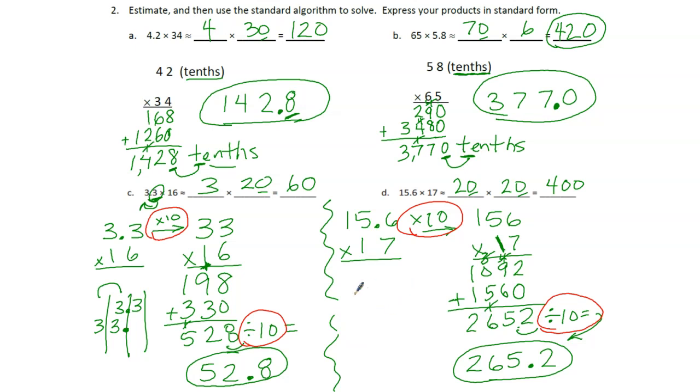So we had 15, let me move that over one place value. We had 15 and 6 tenths, and we multiplied it by 10, everything shifted over one place to the left. That's times 10. So I had 156. And then, when we came back later on, we had 2,652. And when we divide it by 10, everything shifted over. And that's when we came up with our final product right there.